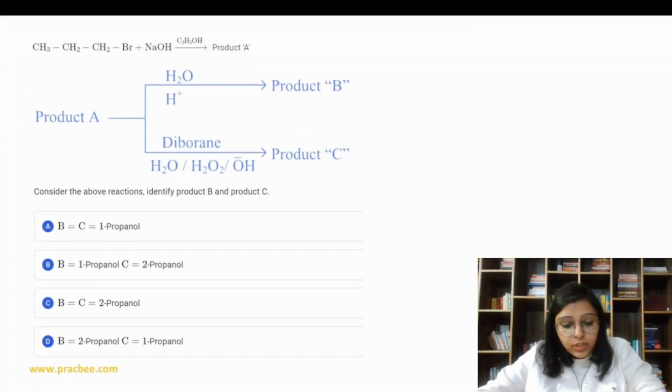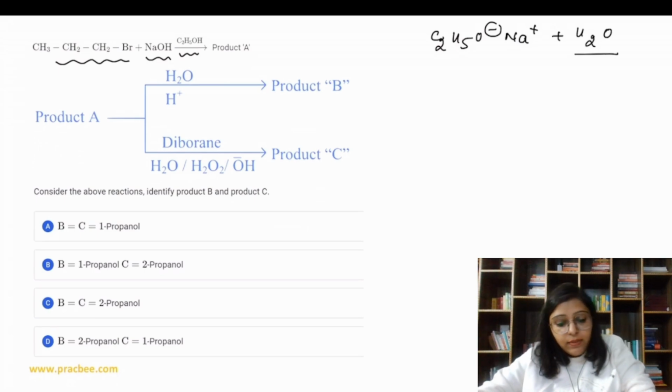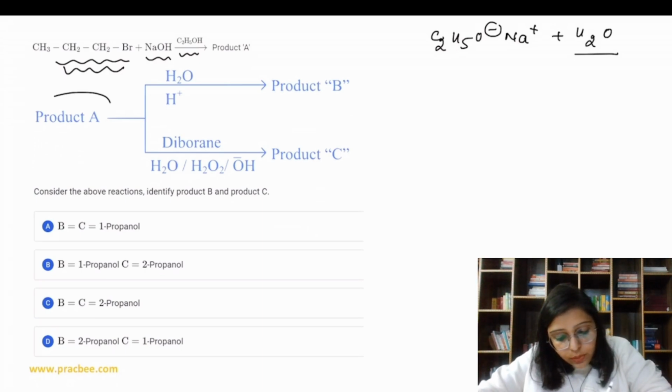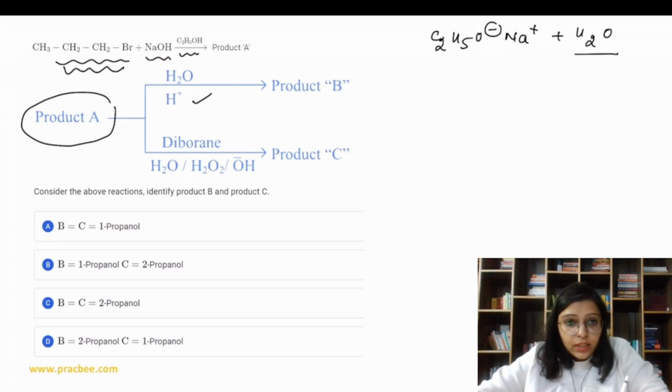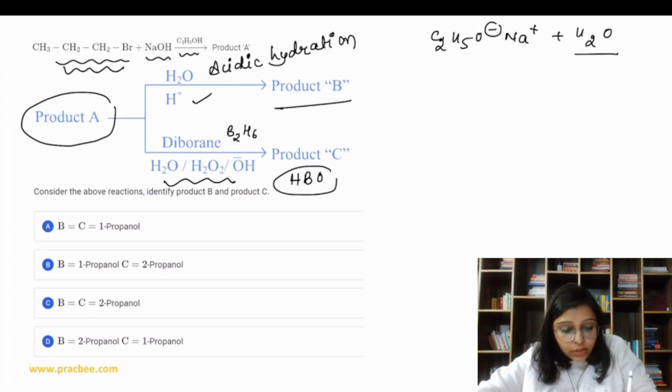The next question says CH3CH2CH2Br, NaOH in C2H5OH, right? So again same thing, right? NaOH is there, so we can say we can have C2H5O minus, Na plus and water. The point is that we have an alkyl halide. It can also form ether, right? It can also form ether. But if you see this one, the product A on reaction with H2O/H plus, which is called acidic hydration, right? We get product B, and this is diborane, that is B2H6. So this is a hydroboration oxidation reaction.